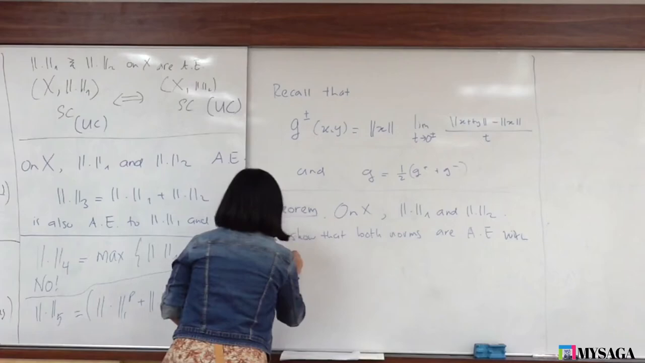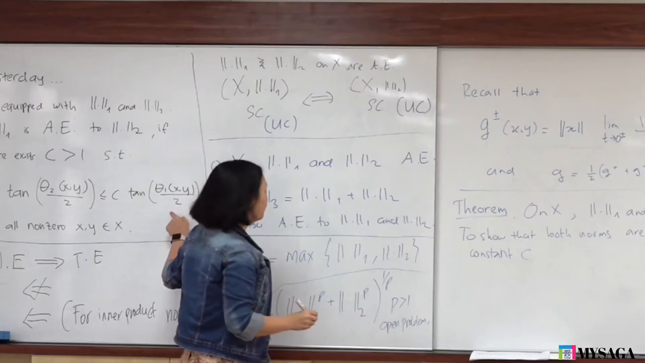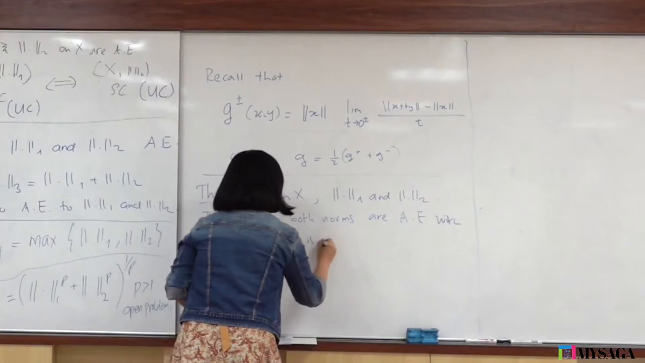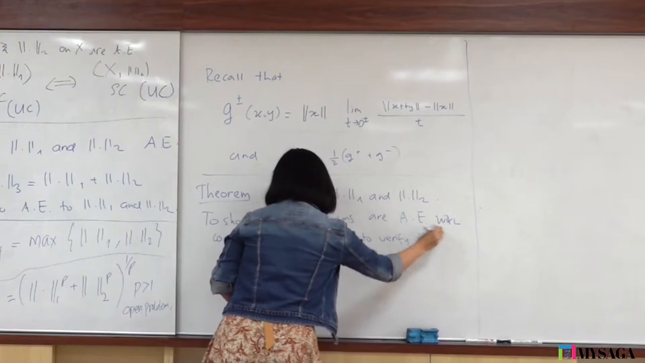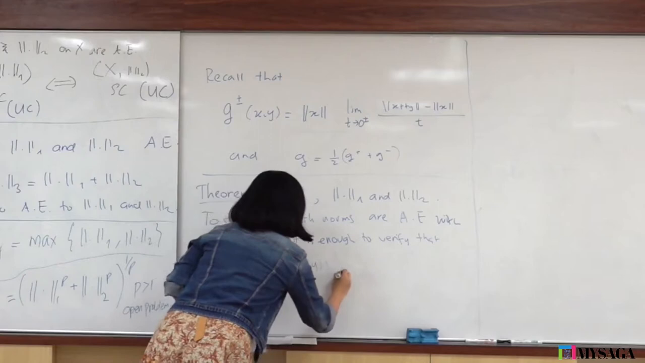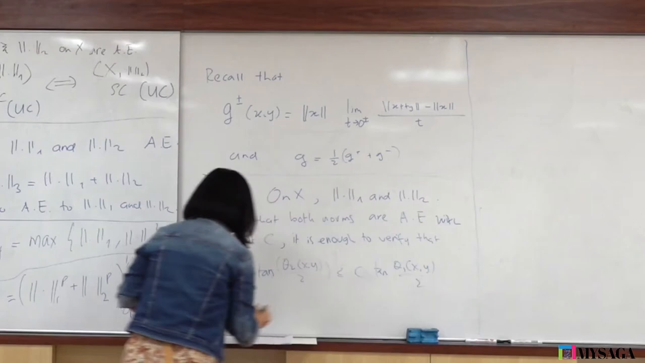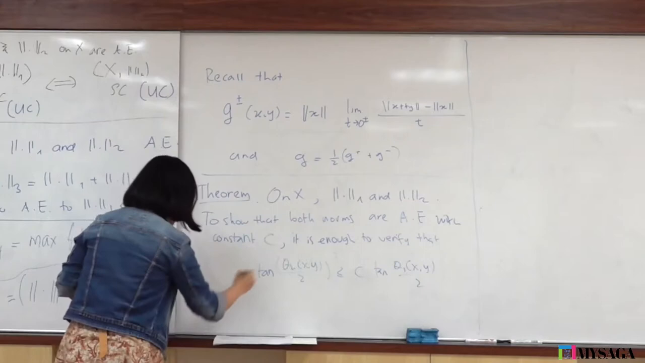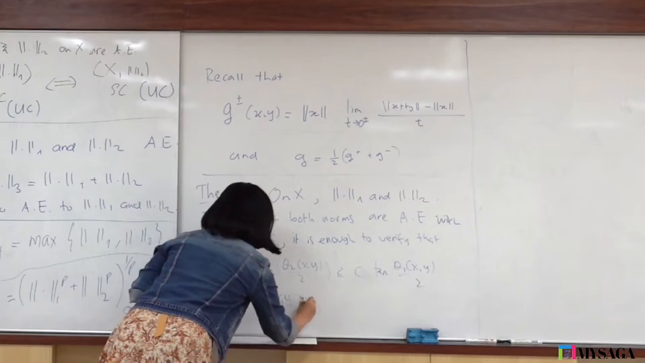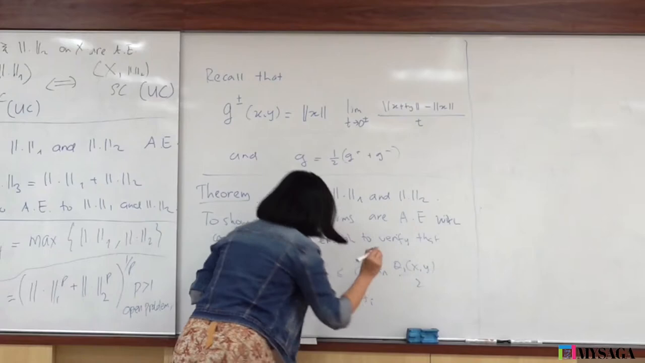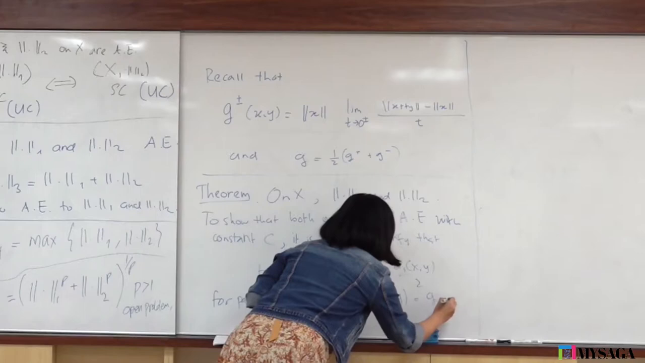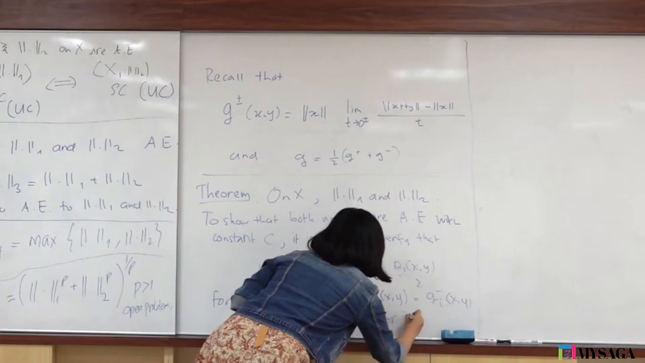Meaning this inequality holds for all non-zero x and y, it is enough to verify that the same inequality holds, so it is enough to verify this for pairs of vectors satisfying g_i plus xy is equal to g_i minus xy for i equals 1 and 2.